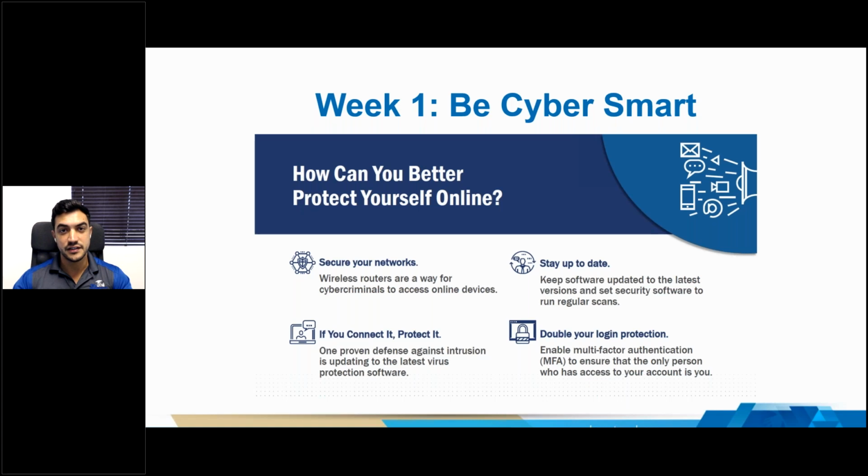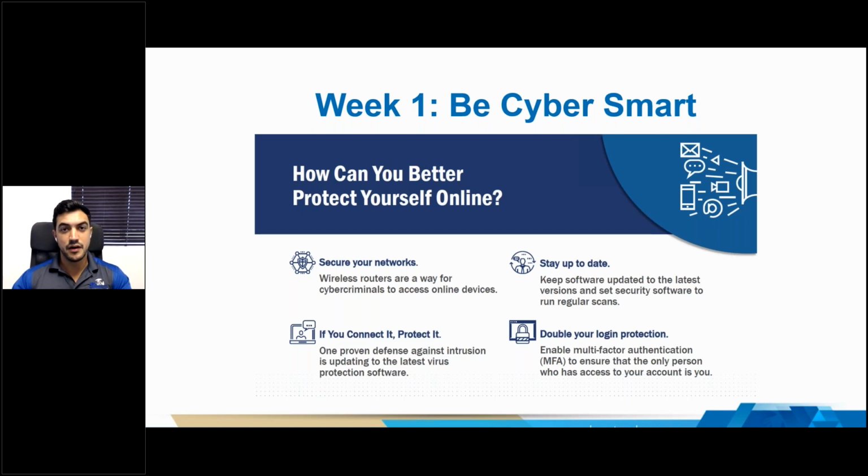So if you don't update it, it leaves you vulnerable to hackers being able to take advantage of those vulnerabilities in your network. So when you do see those update buttons, remember that it's usually a security concern. So it's something you do want to update, that'll help you protect yourself in case hackers ever come across you and try to get into your networks. If you connect it, protect it.